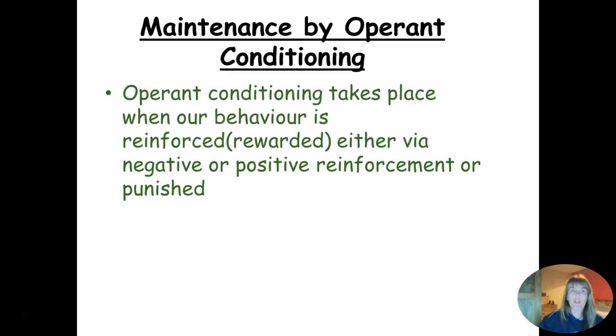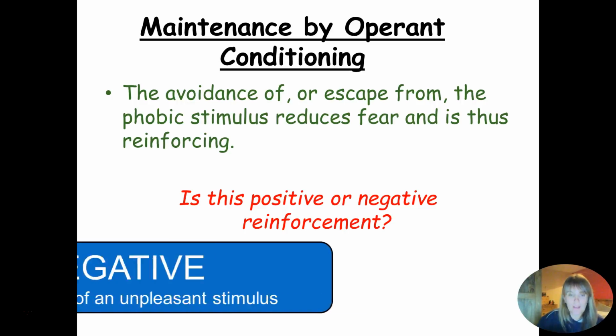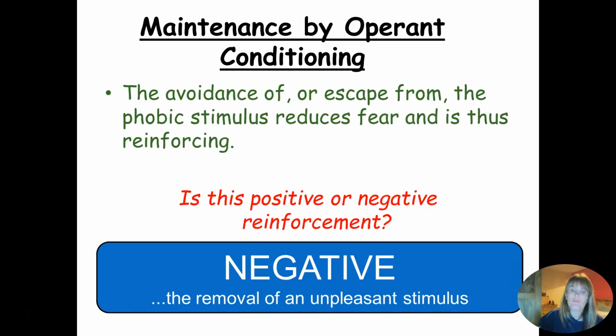Right, operant conditioning. Operant conditioning, to remind you, takes place when our behaviour is rewarded, reinforced, and this is done by either negative or positive reinforcement or punishment. Remember, negative reinforcement is removing something which we don't like, and positive reinforcement is giving us something which we do like. In operant conditioning, the avoidance or escape from the phobic stimulus reduces our fear, so it's making us feel better. Now, is this positive or negative reinforcement? It is negative reinforcement. It's removing the fear, which is a really unpleasant feeling.